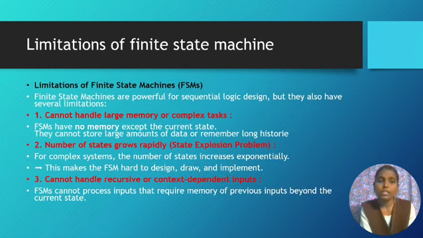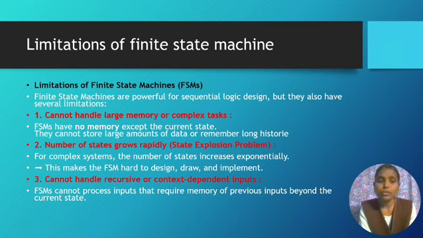And now we have to discuss the limitations of finite state machines. Limitations of finite state machines. Finite state machines are powerful for sequential logic designs, but they also have several limitations. First one, cannot handle large memory or complex tasks. That means FSMs have no memory except the current state. They cannot store large amounts of data or remember long history.